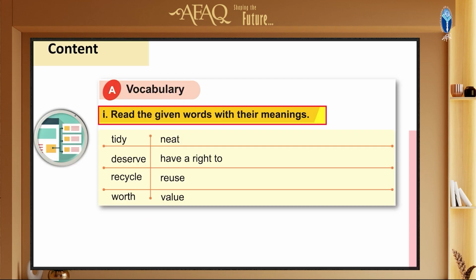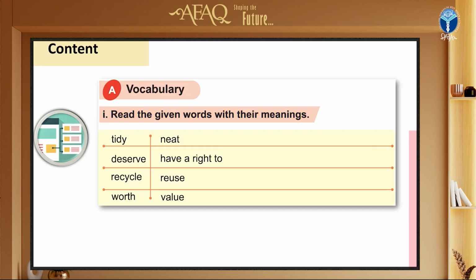Read the given words with their meanings. The first one is tidy. Tidy means neat, deserve, have a right to. Recycle means to reuse something again and again. Worth. Worth is the value of something.